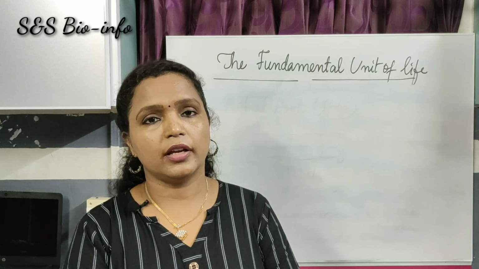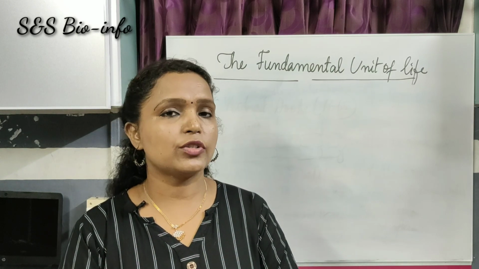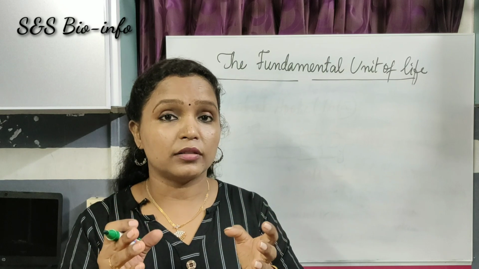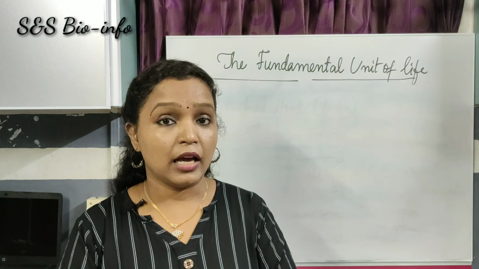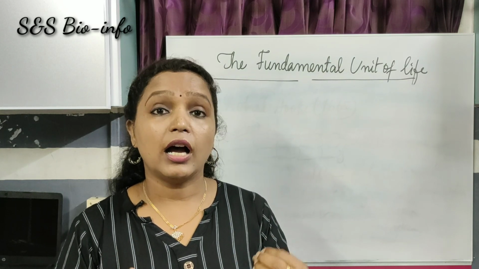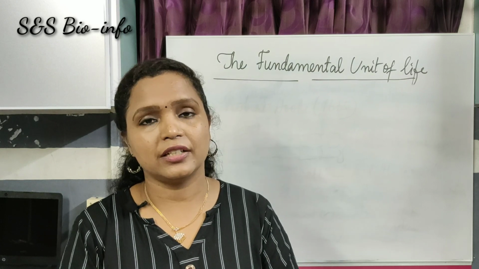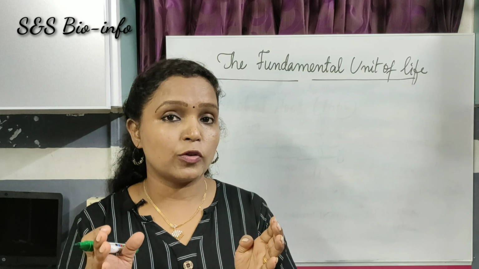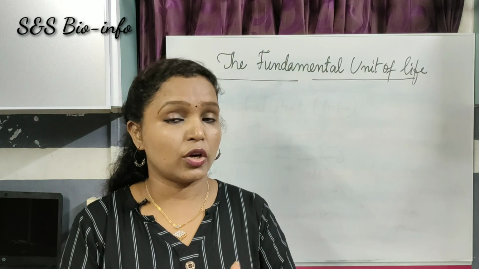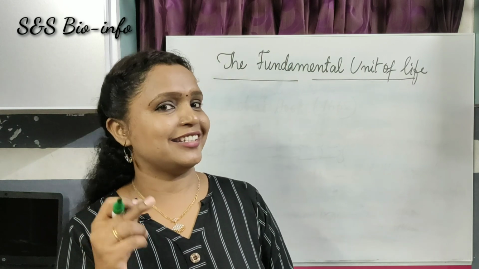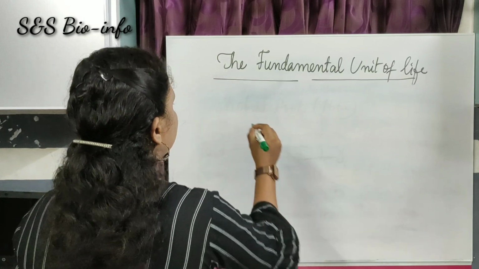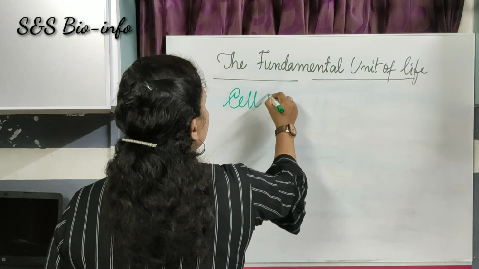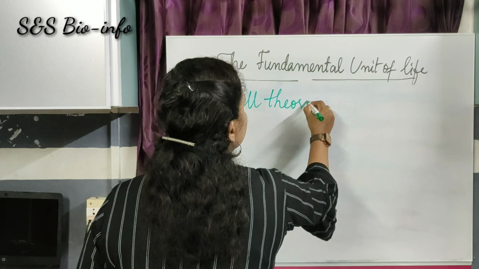In the 19th century, due to the advancement in microscopy, scientists could observe various parts of the cell and its complex structure and the cell organelles that are present in the cell. Later, some scientists proposed cell theory based on their observation. Next, let's learn about cell theory.